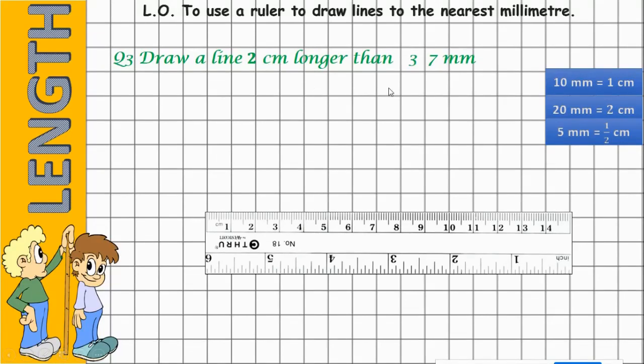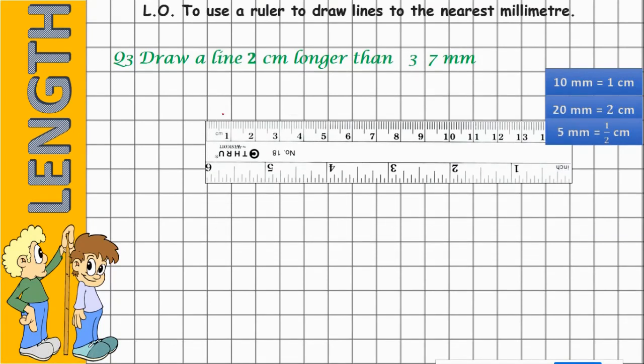Alright, so we have placed our ruler. You can either mark your 0 point and go up to 37 millimeters and then count each line up to 20 lines, because we know that 2 centimeters is nothing but 20 millimeters. So you'll have to count each individual line, that is 20 lines. All right. Or there is another way. So let's learn this new way of doing it.